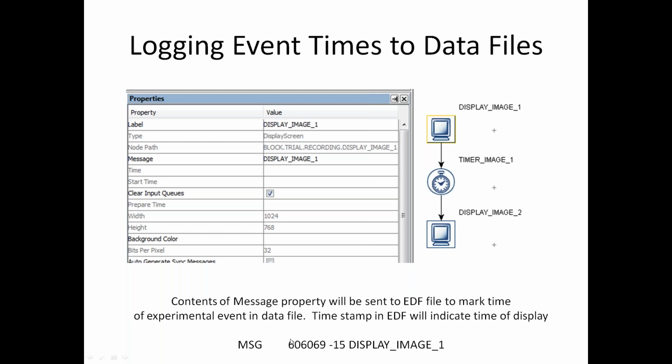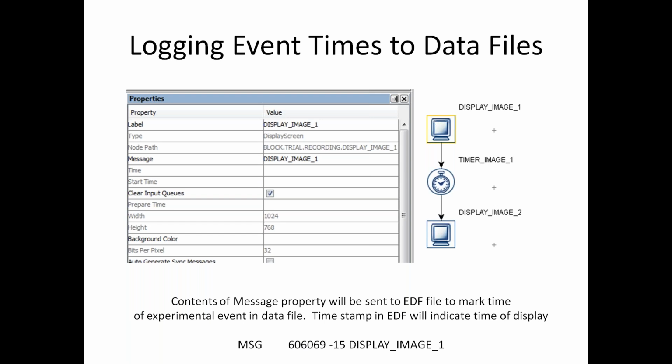So if you look at the time of this display screen update in Data Viewer, it'll actually say 606084. I'm subtracting this -15 from this value, and it would say 606084. And that'll tell us the time when it actually updated.